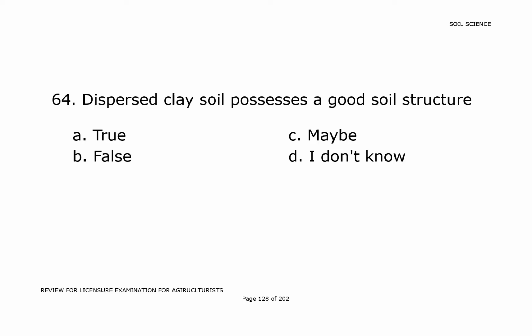The answer is true. Number 64. Dispersed clay soil possesses a good soil structure. A. True. B. False. C. Maybe. D. I don't know.